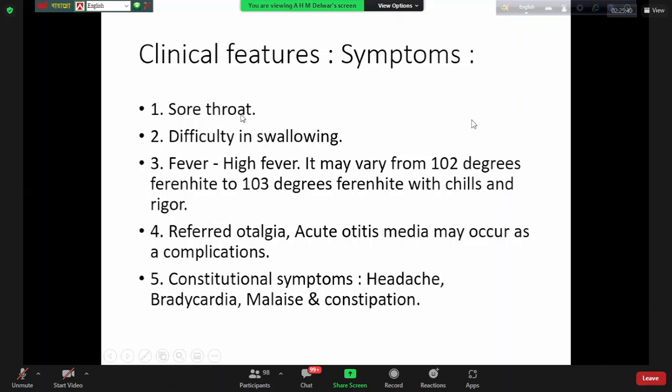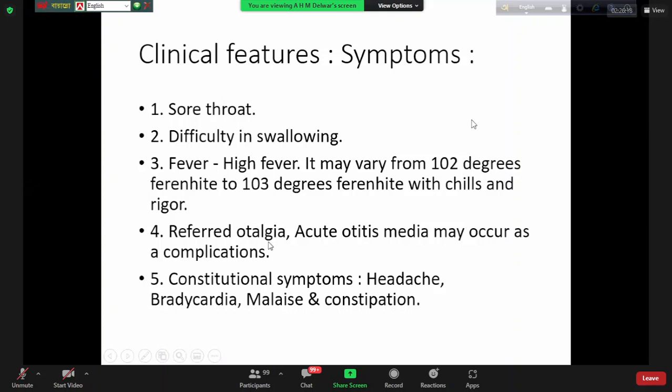of the tonsil, pharynx, and larynx. It is the acute inflammation of the pharynx, tonsil, and larynx. So the second thing is difficulty in swallowing. This is dysphagia. Patients always speak in their own language, but you should know the medical term: difficulty in swallowing is dysphagia. Fever, high fever, it may vary from 102 degrees Fahrenheit to 103 degrees Fahrenheit with chills and rigor.